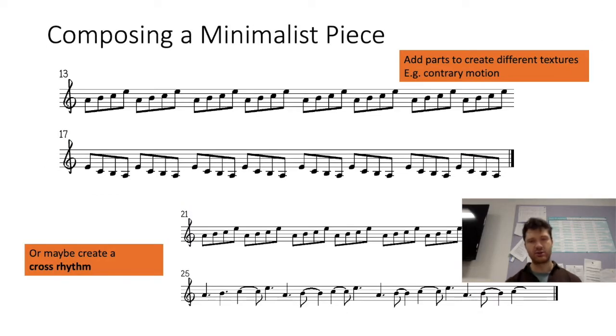Another technique that we can use is to kind of offset different cells against each other. So this is called contrary motion, where we've got 2 different lines going in different directions. So the top line here is our cell, is the same cell, A, B, C, E, A, B, C, E, and then in the bottom, the line underneath, I've got the reverse. So E, C, B, A, E, C, B, A, E, C, B, A, which would sound a bit like this.